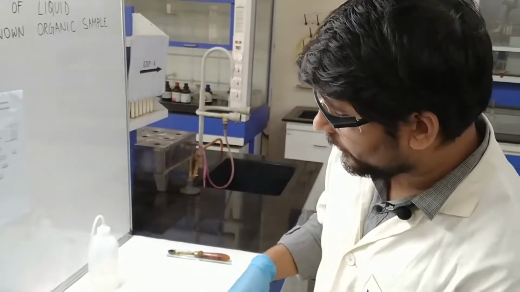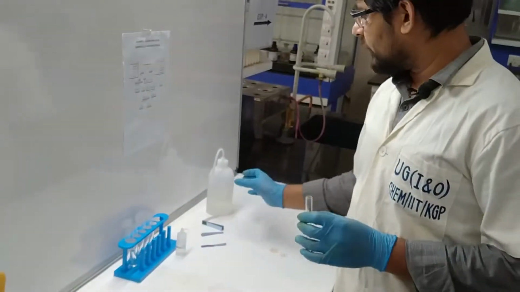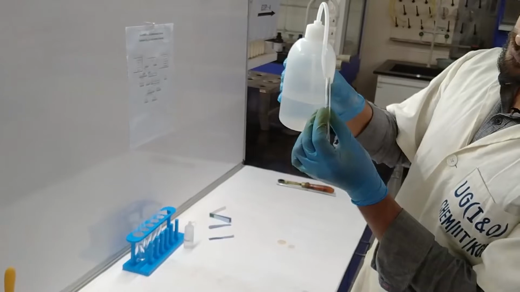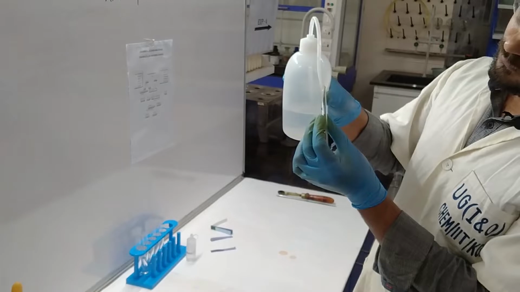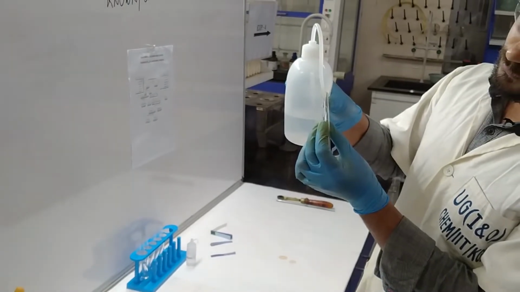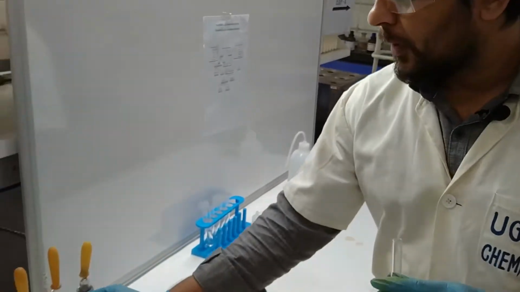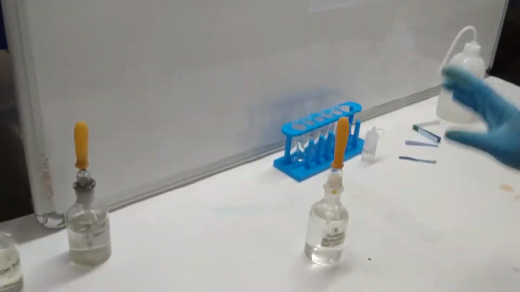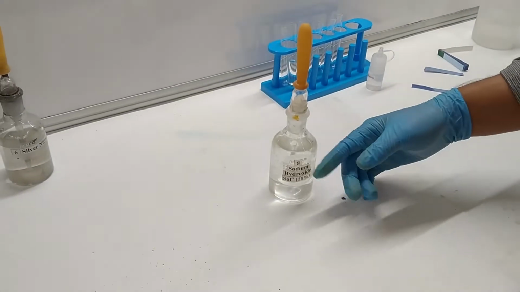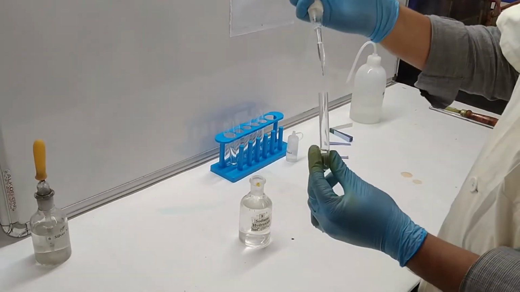Okay, so for iodoform test, what you have to do? We have to take a test tube, we have to take some sample, and there we have to add some water. Then there, what do you have to add? We have to add a strong base, that is sodium hydroxide. Okay, we have to perform iodoform test in NaOH. So this is the NaOH, sodium hydroxide. I am going to add this one inside the test tube.